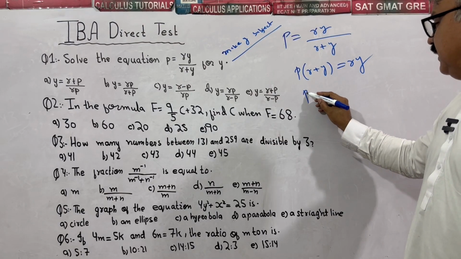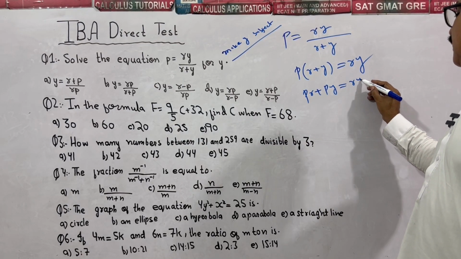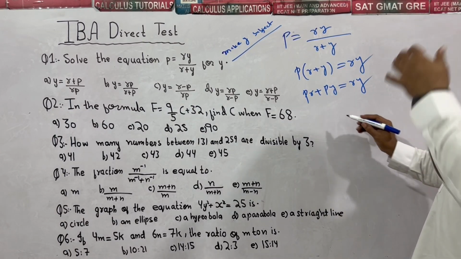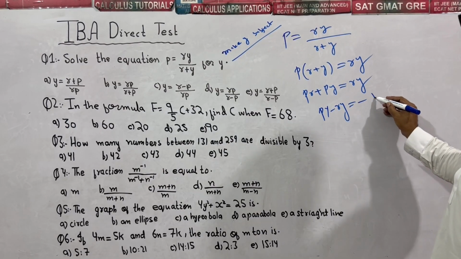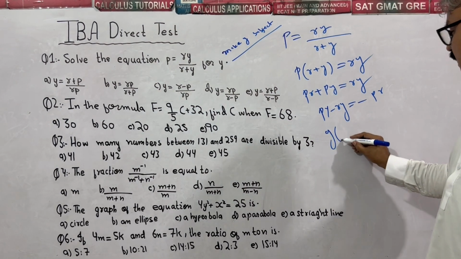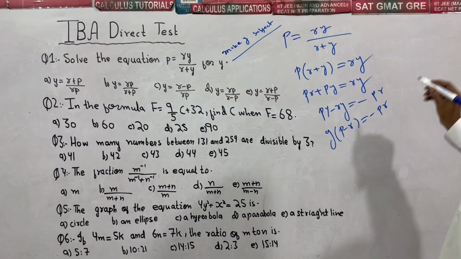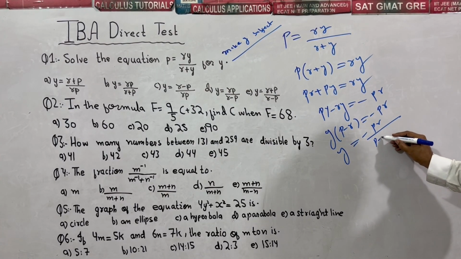Multiply p throughout, it will become pr plus py is equal to ry. Switch pr here, ry here. We have py minus ry is equal to negative pr. Taking y common, we have (p minus r) y is equal to minus pr. So y is equal to minus pr divided by p minus r.